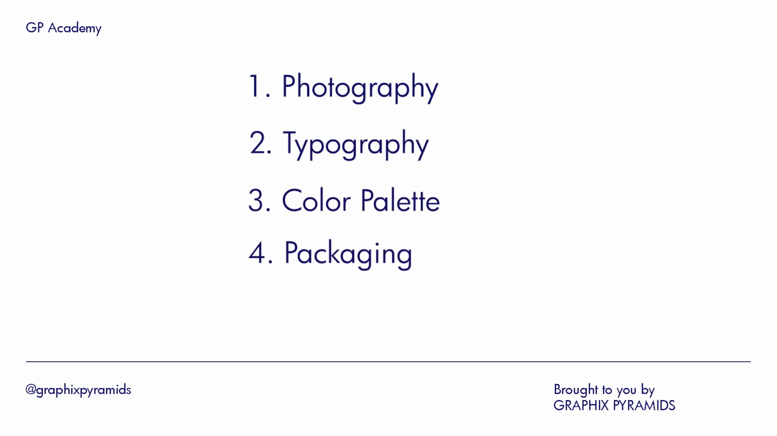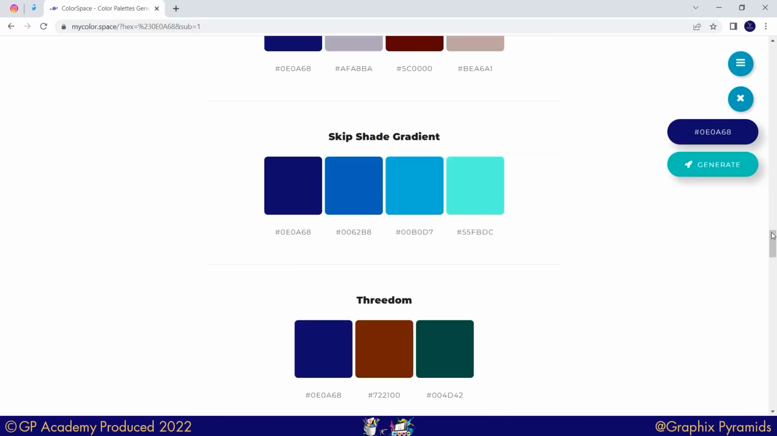What should the mood board contain? Ideally, it should contain these 5 things: photography, typography, color palette, packaging design, patterns. So let's create a mood board.